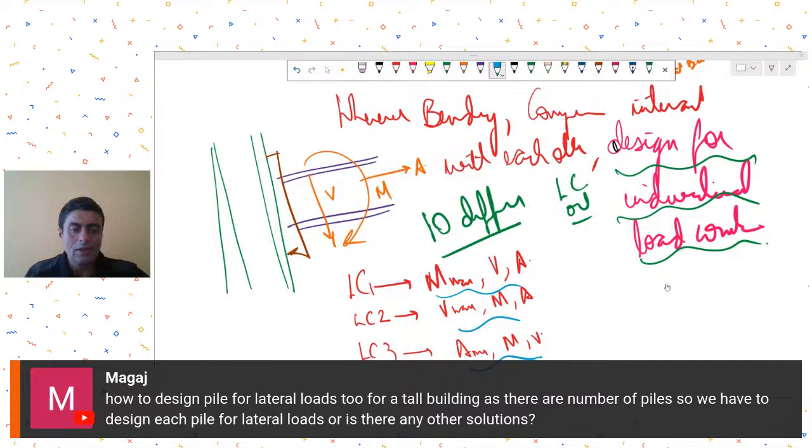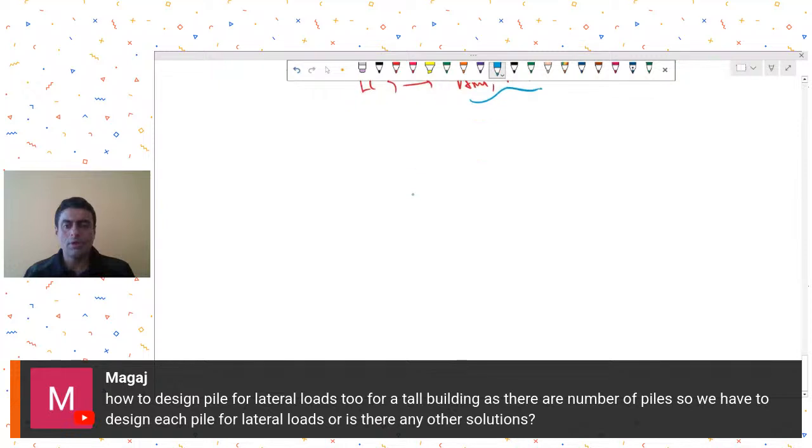Mr. Magaj is asking how to design piles for lateral loads for a tall building, as there are a number of piles. So we have to design each pile for lateral load. Yeah, so you will have to model those piles in your model. Okay, you will have to model your piles.